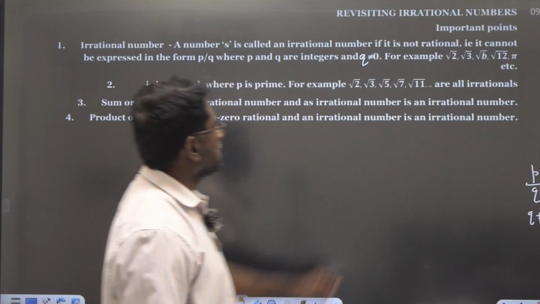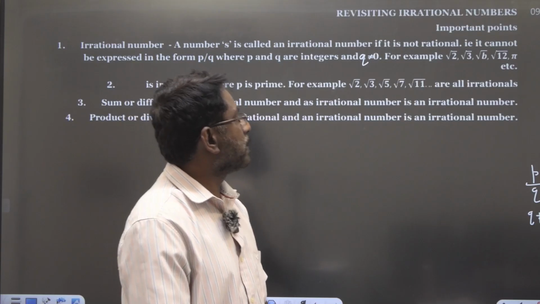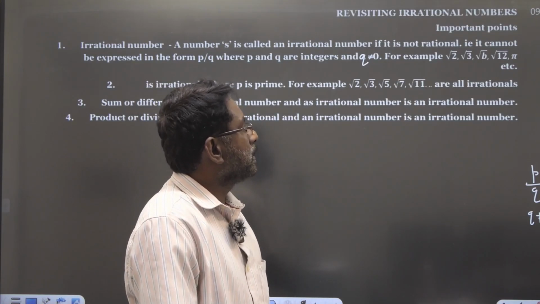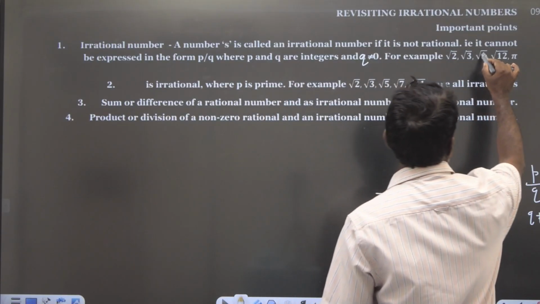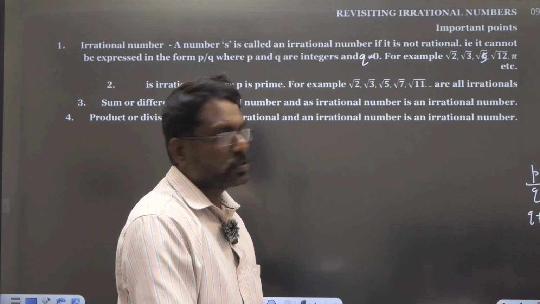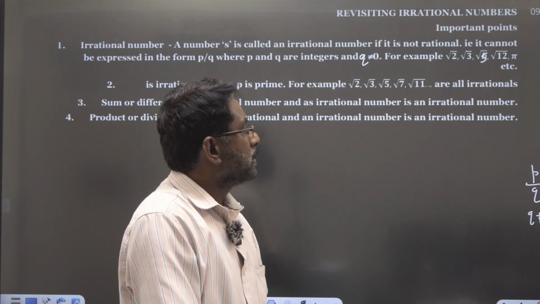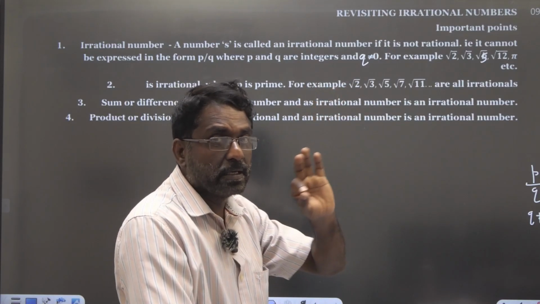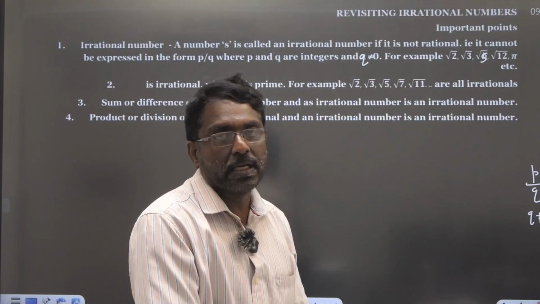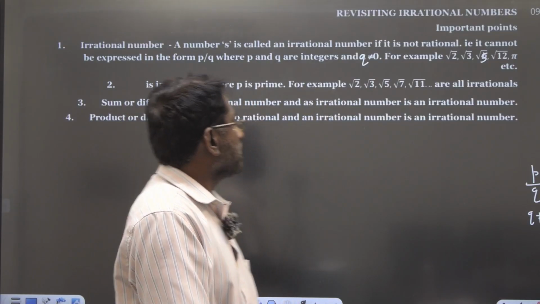For example, the examples of irrational numbers. The last class we discussed it. Root 2, root 3, root 5, root 12, pi. Pi is an irrational number. Pi, that is 22 by 7, never-ending process. 3.14, etc., etc. It is a never-ending process. Such type of numbers are called irrational numbers. Okay.